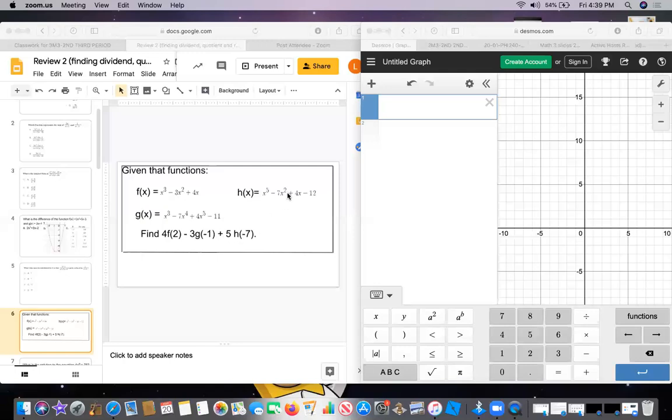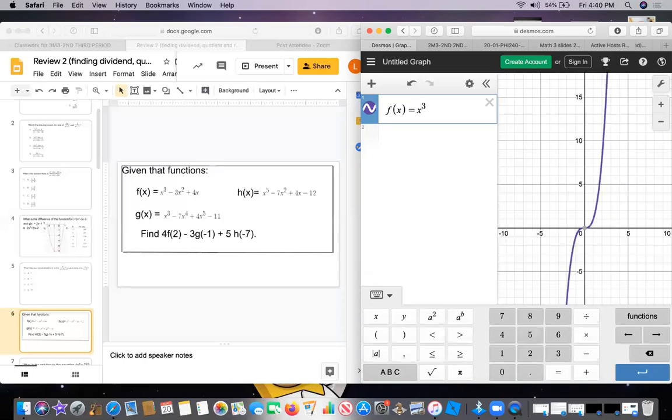All right, so how do we solve this one? What is the easiest way to solve this? Using Desmos. Because these functions have names, what we're going to do is plug in these functions in Desmos. We will start with f of x. Just plug it in: f of x equals x cubed minus 3x squared plus 4x. That is the first function.